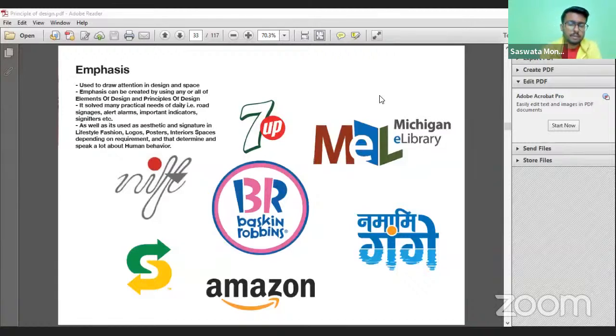I will give you a very simple example. You see the logo of Amazon right here below, right? We get to see the emphasis in this arrow with a smiley kind of face which has been created there. When we have a composition with several components, emphasis is something which draws your attention to that particular object or spot.